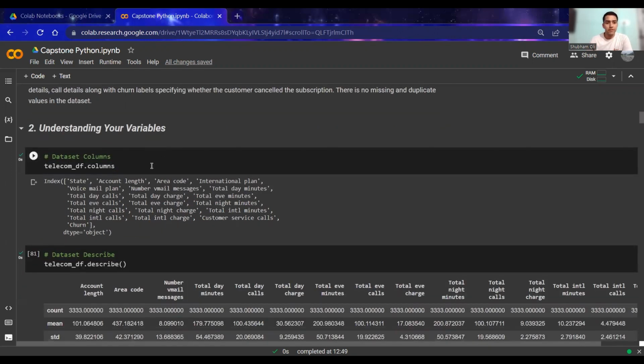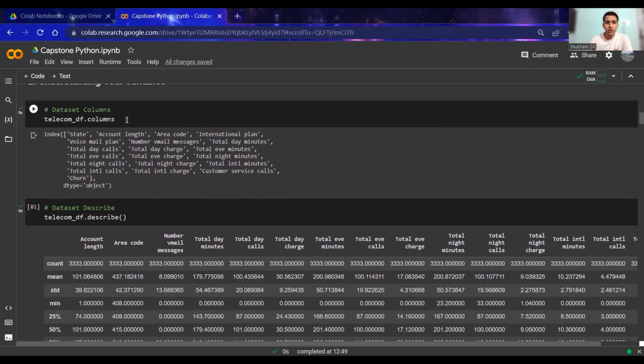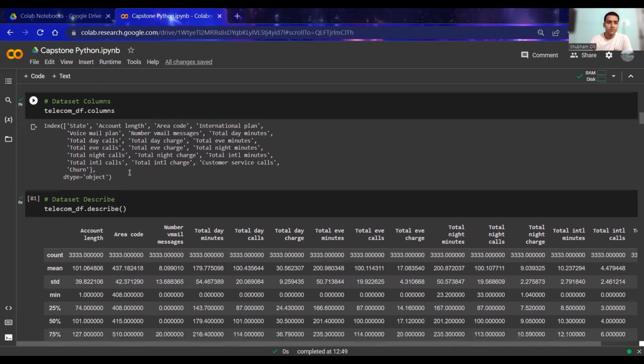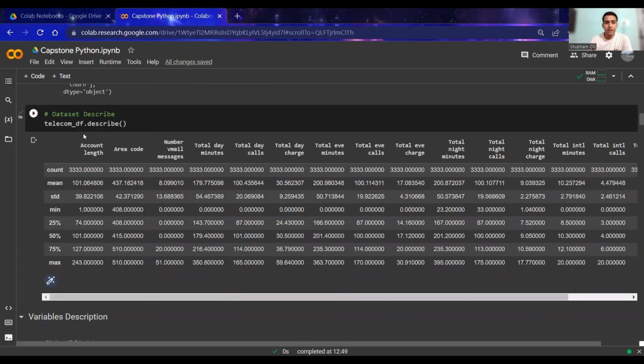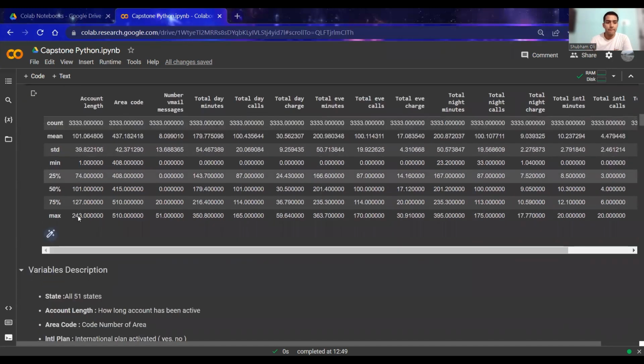Now, understanding the variables. By columns, we are able to see how many columns we have. So we have state, account length, area code, and all that. The describe method is used to show the statistical description of our dataset. So it will show us the count, mean, standard deviation, minimum, maximum, and 25th, 50th, and 75th percentiles.